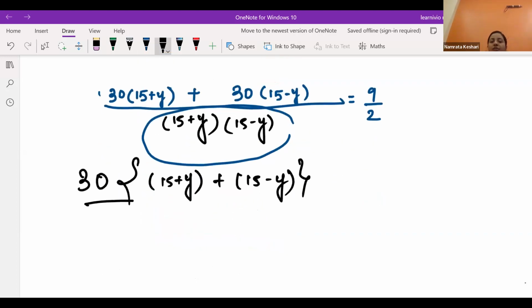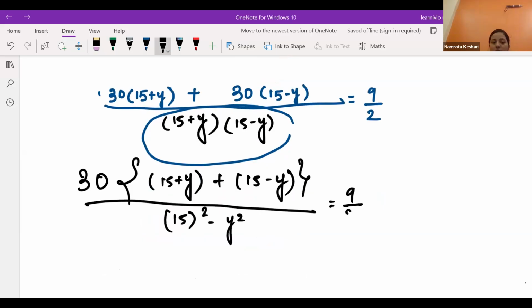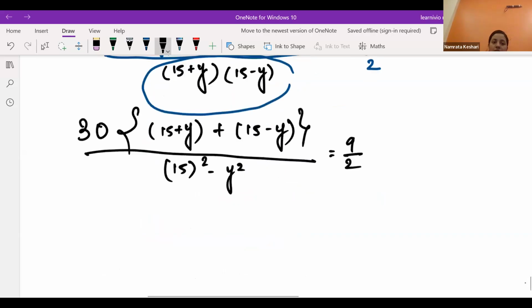In the denominator, we are having 15 plus y, 15 minus y. That means 15 square minus y square, is equal to 9 by 2 you are having. Okay, let's move. When you simplify the curly bracket, you will end up getting 15 plus y plus 15 minus y. y gone. 15 plus 15 will be 30. And this 15 square will be 225 minus y square is equal to 9 by 2.